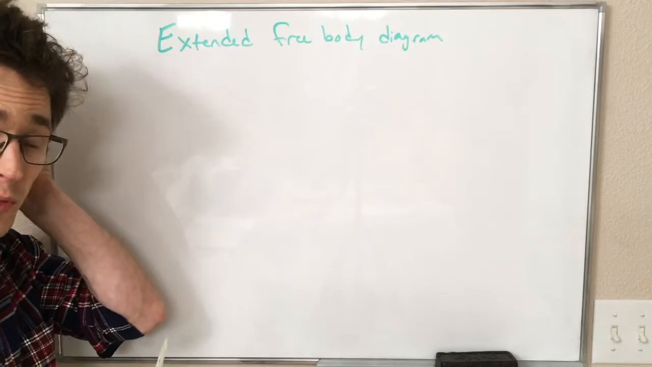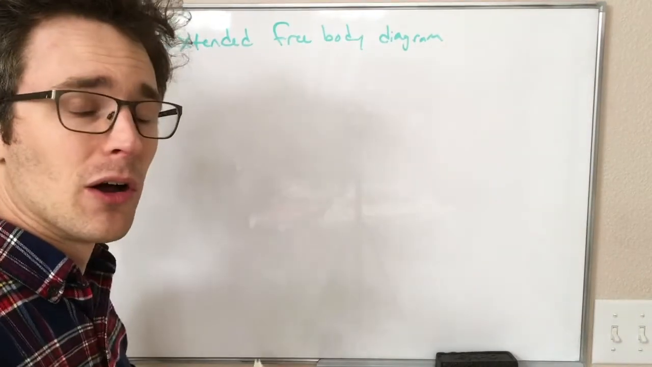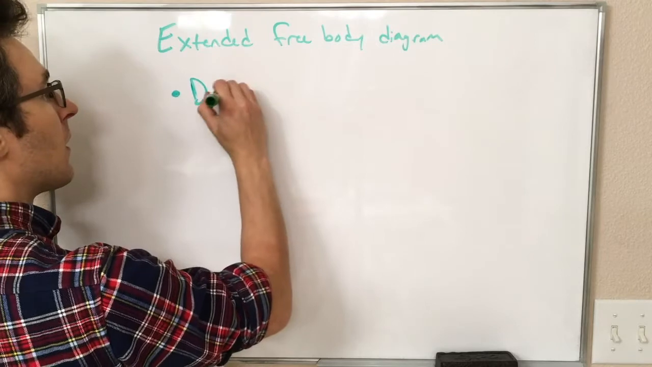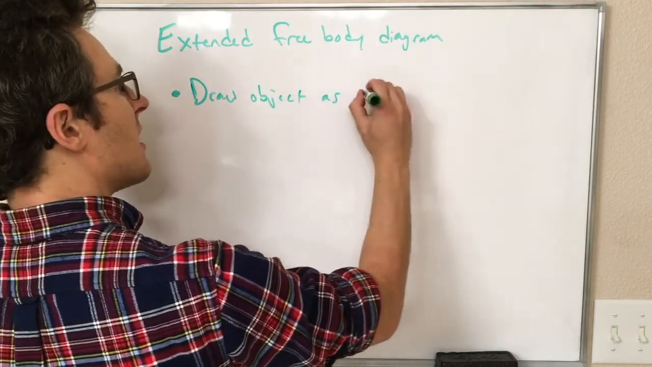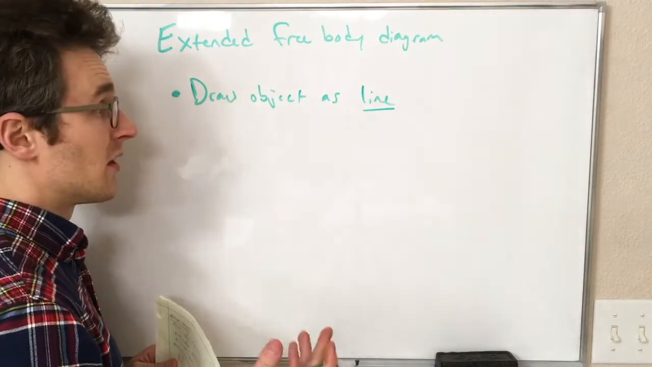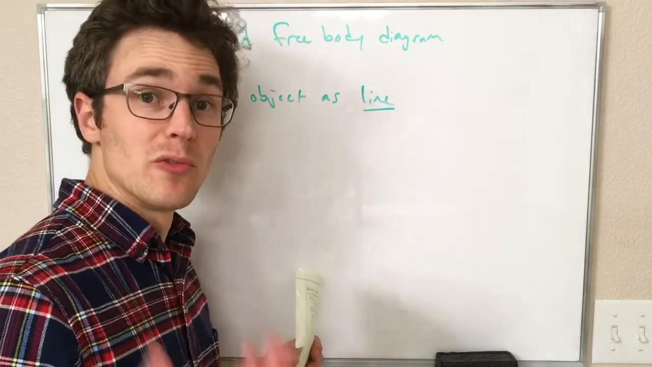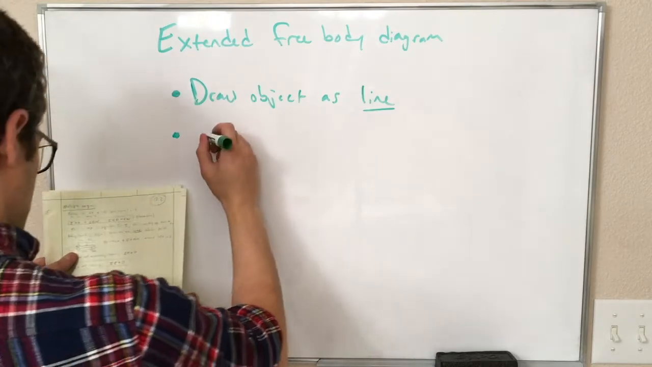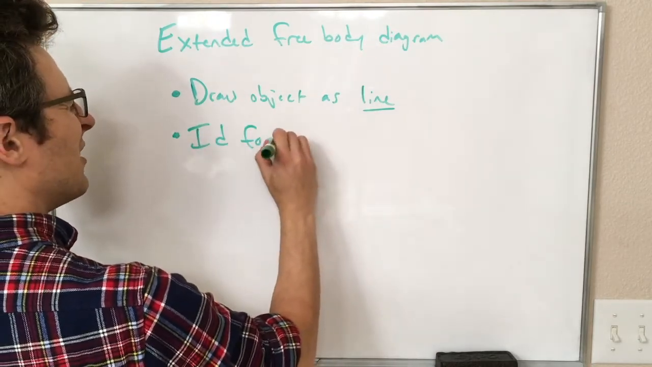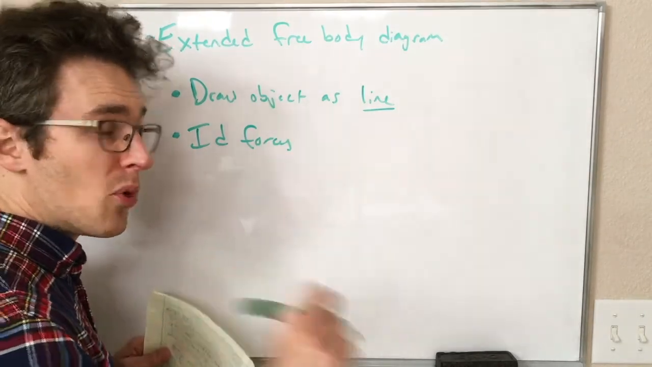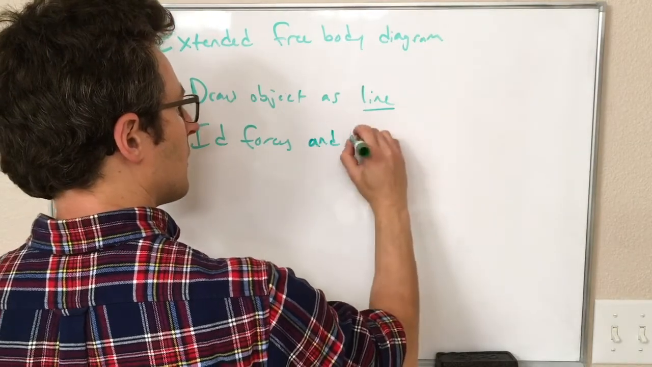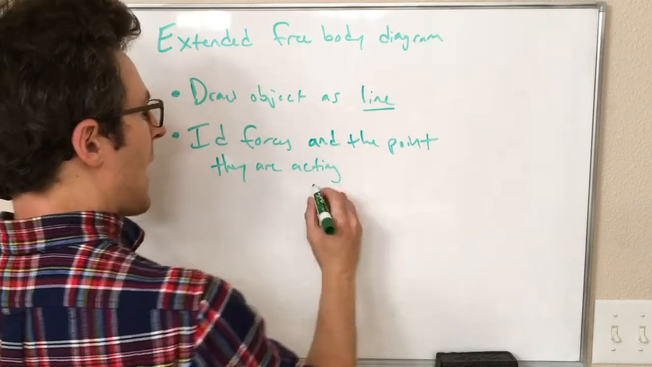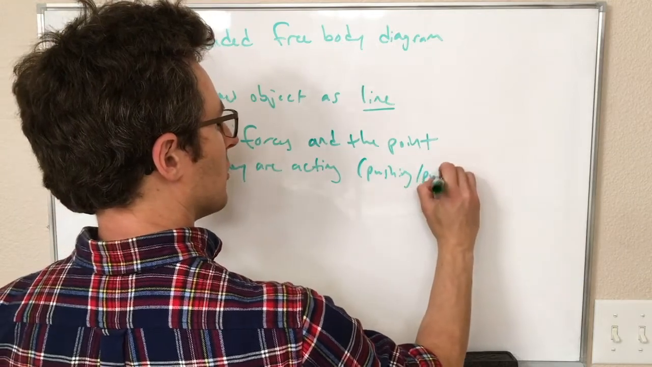Okay, so these are a little different than our regular free body diagrams, so I'm going to give you the step-by-step, similar to how we draw our other free body diagrams. Our first step is to draw the object as a line. This is different than drawing the object as a point, which is what we have done for free body diagrams until now. On this line, we want to identify the forces and the point at which they are acting on the object. Acting here means pushing or pulling.